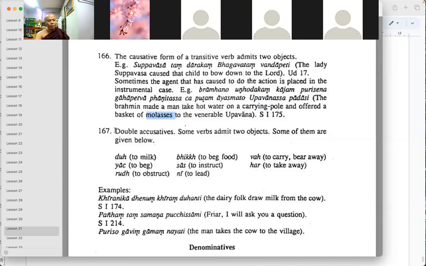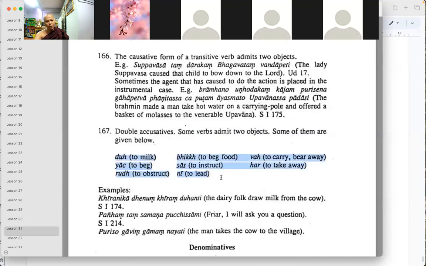And then the double accusative case. So some verbs originally are ditransitive, so they need two objects, like do, have, make. And bhikkh means to beg, and vah means to carry, and yāc means to beg, and sās means to instruct, har means to take away, rudh means to obstruct, nī means to lead.